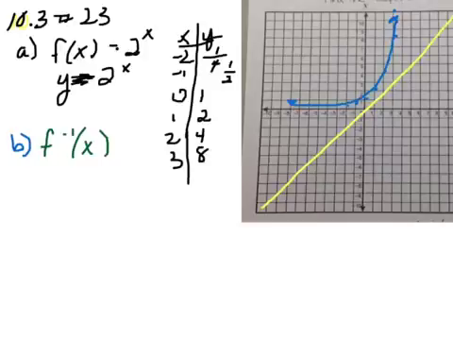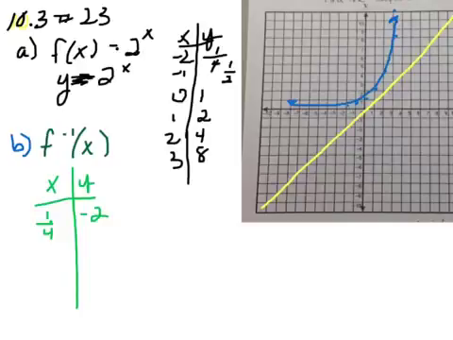Now, I could try to eyeball that, but I'll get a better drawing of the graph if I just take the points in those tables up there and I switch them. So instead of -2, 1/4, I'll have 1/4, -2. Inverse undoes. If I put a number in, I'm going to get back what I started with. So instead of -1, 1/2, I'll have 1/2, -1. Instead of 0, 1, I'll have 1, 0. Instead of 1, 2, and 2, 4, it'll be 2, 1, then 4, 2, and 8, 3.